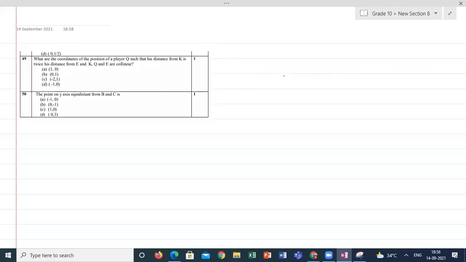Question 49. What are the coordinates of the position of player Q such that his distance from K is twice his distance from E? That means QK will be equal to twice the distance QE, correct? And K, Q and E are collinear. It is lying on the same line.